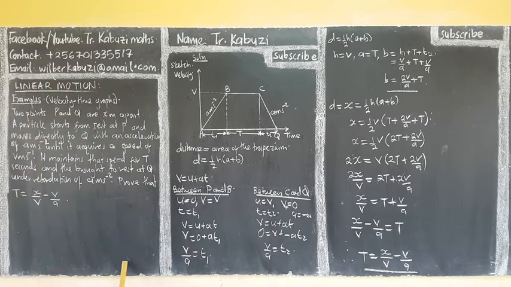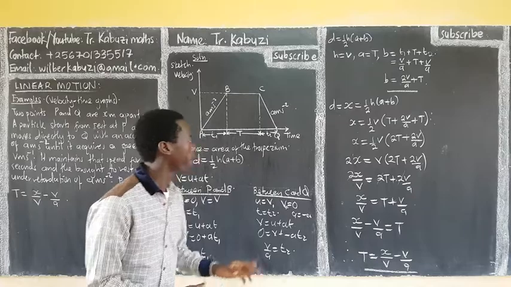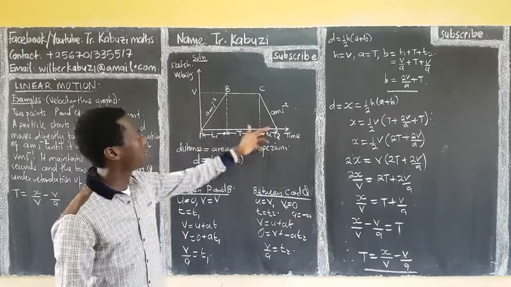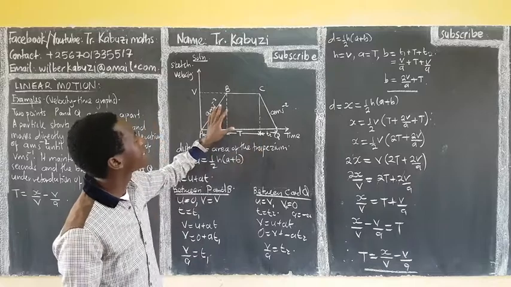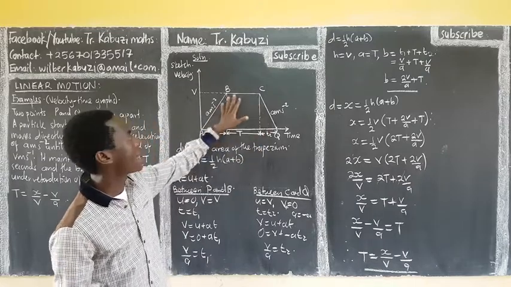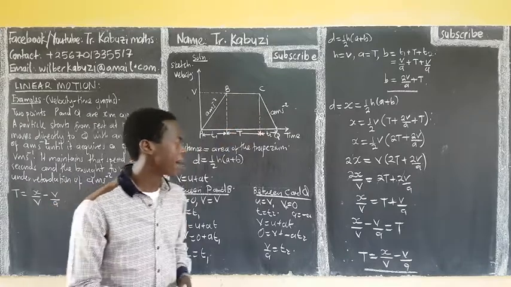So that's it. Don't confuse this thing. Whenever you have a velocity time graph, if they tell you the distance between this, it is the area of the velocity time graph. Get that in mind. So that's it.